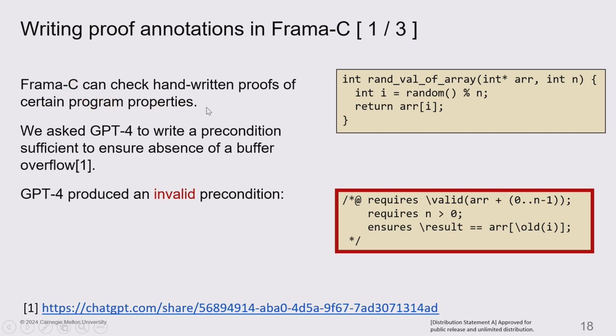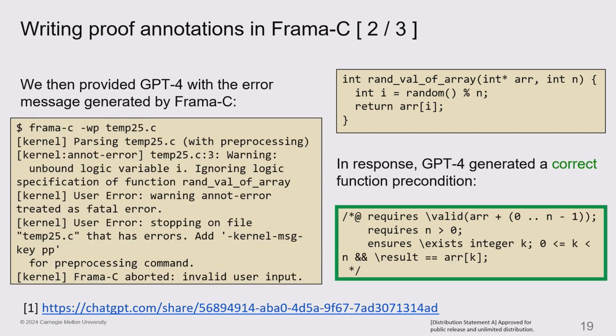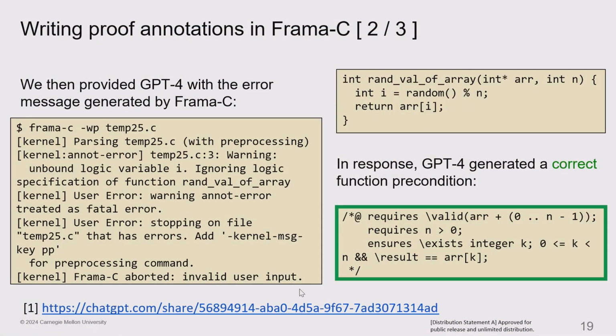So we've tried this just on a very simple example here. This is just picking a random element, a random value in an array. Unfortunately, GPT-4 gets it wrong the first time we ask it. It gives us this, which is not a valid precondition, but what we tried then is copying the error message that Pharmacy gives us and pasting that at GPT-4. And given that error message, GPT-4 actually gives us a correct precondition.